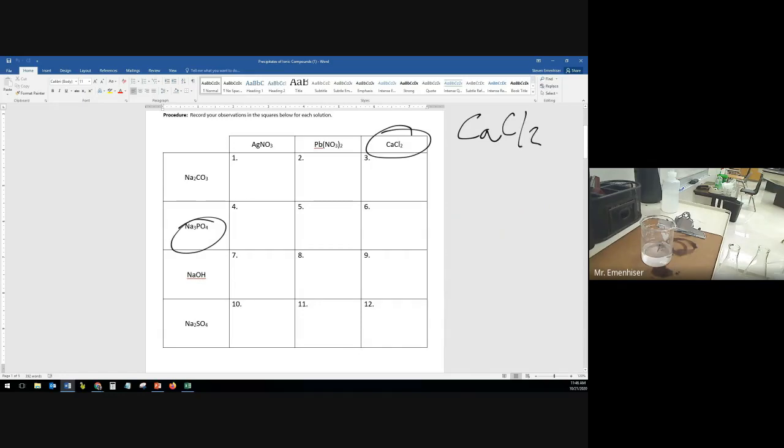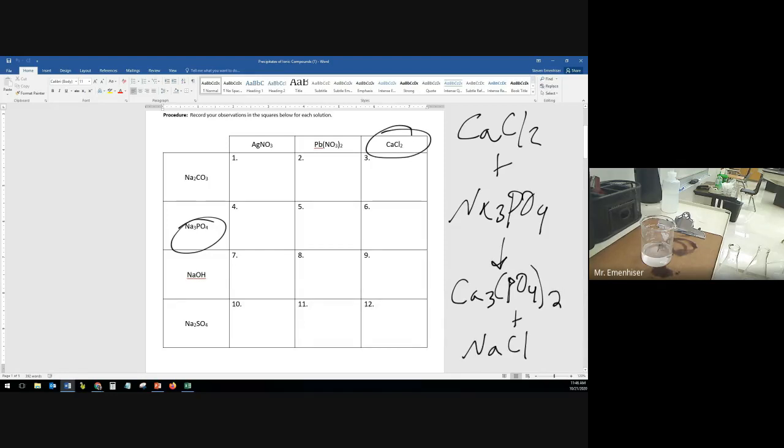Calcium chloride plus sodium phosphate will form calcium phosphate, which is going to be Ca3(PO4)2, and sodium chloride. So calcium phosphate is aqueous, although most phosphates are insoluble, this one is soluble, and then sodium chloride is soluble. So they are all in solution. So why do we consider this to be no reaction? Let's take a look at that.